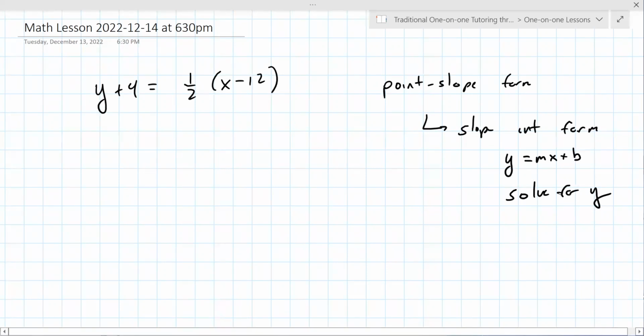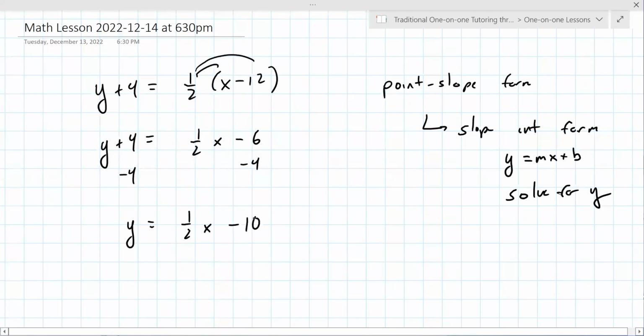All right. So if you got that down, you're going to always first distribute this 1/2 in. So that's 1/2 x minus 6. Bring down the y plus 4. And again, you're just trying to solve for y. So you notice that there's this plus 4 right here, so you're going to subtract 4 from both sides. y equals 1/2 x minus 10, like that.